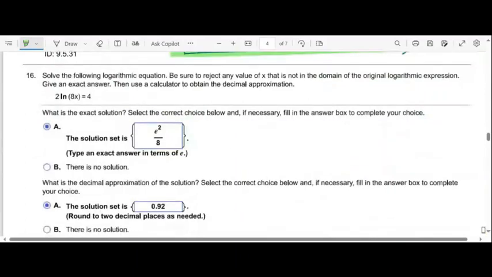Yalla, read this one. Number 16. Solve the following logarithmic equation. Be sure to reject any value of x that is not in the domain of the original logarithmic expression. Give an exact answer, then use a calculator to obtain the decimal approximation.